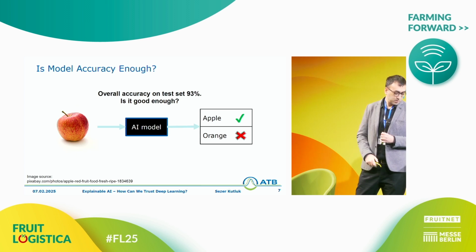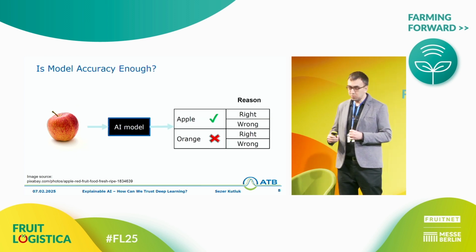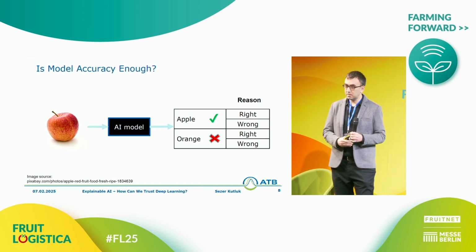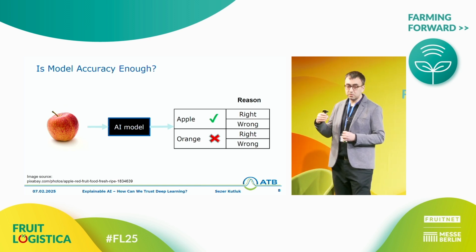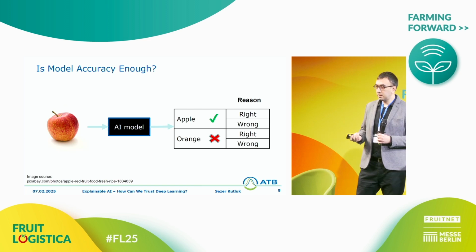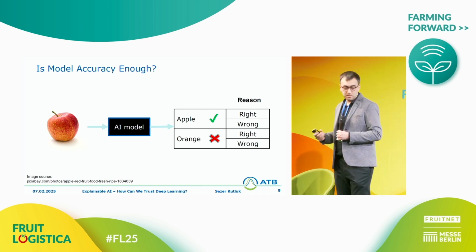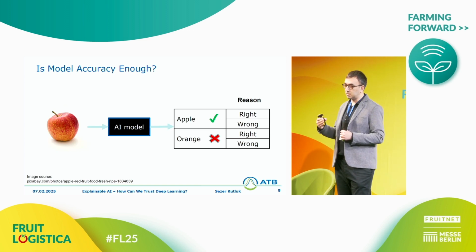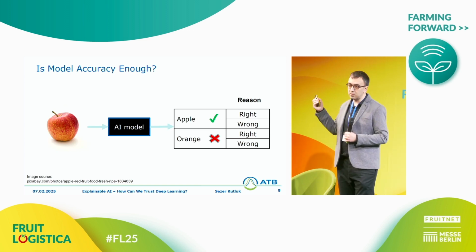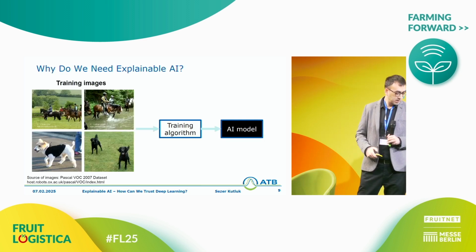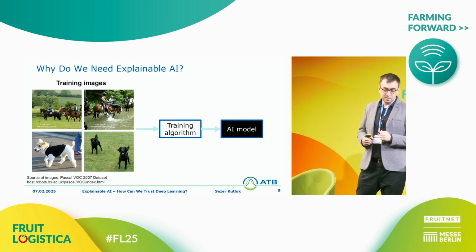I'm saying this because the model can make correct decisions and incorrect decisions based on right or wrong reasons. So explainable AI can give some transparency, so we can be more sure that kind of accuracy metrics can be trustable. I would like to give some examples.